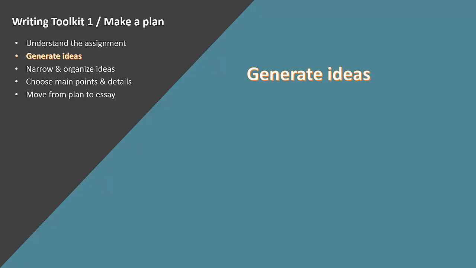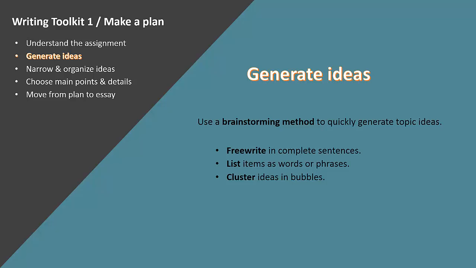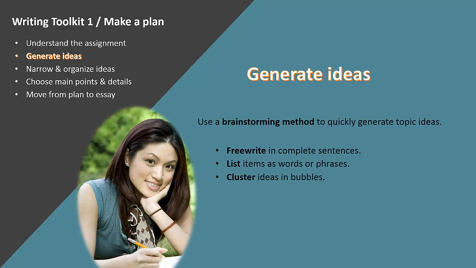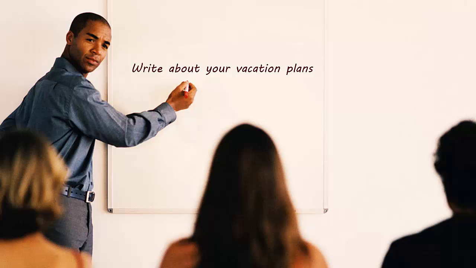In this video, we're going to talk about using a brainstorming method to quickly generate topic ideas. There are many ways to brainstorm, but the three most common are free writing, listing, and clustering. We're going to follow Amy as she gets her next writing assignment and see how she can use these three methods. When Amy was in class, she got her assignment directions, which were to write about her vacation plans.